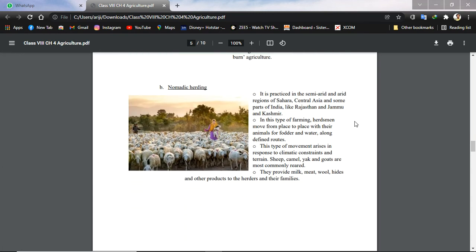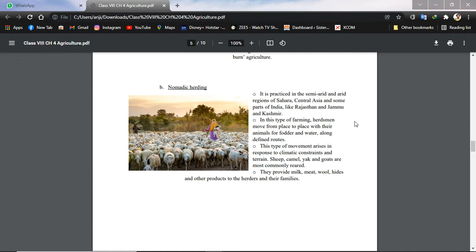Now coming to the next one, nomadic herding. Nomadic herding means people who move their livestock from one region to another region. That is nomadic herding. You can see it in the Sahara region, in Central Asia, and also in some parts of India, like Rajasthan, Jammu, and Kashmir, where you can see this type of nomadic herding.